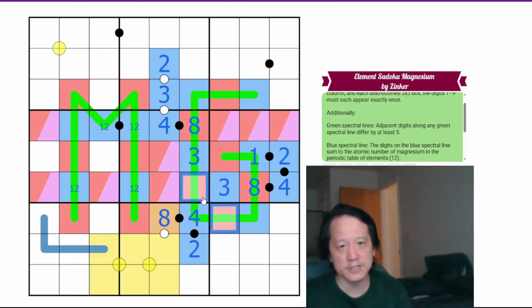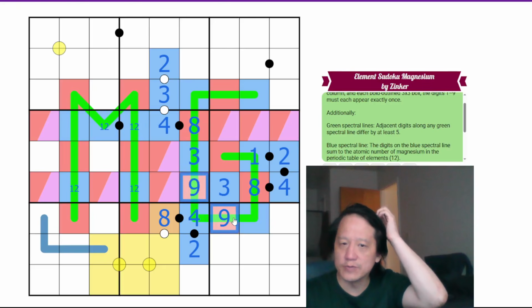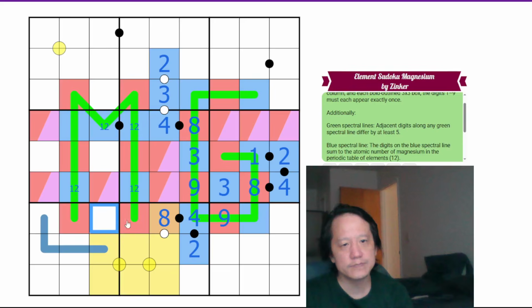4 must be next to 9 on a whisper 5 line. So these are both 9. 8 is a high digit, which means the remaining high digits in row 7 have to be 6 and 7 as a pair. That eliminates high digits in the rest of row 7, so these must be low or 5.